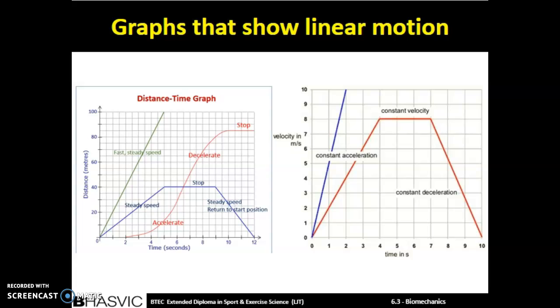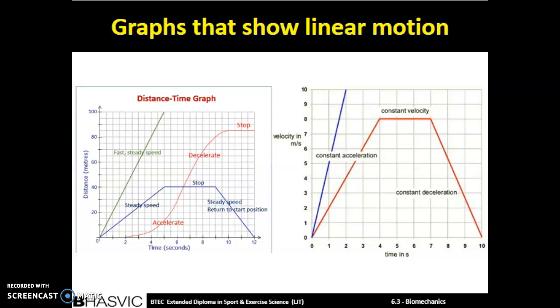An example of a velocity time graph is shown on the right. The blue line represents someone constantly accelerating as the velocity is constantly increasing at the same pace. At the start of the red line, the person is accelerating. However, at 4 seconds, the line goes flat, which is showing that the person's velocity is constant. This is present until 7 seconds, when the line is going down at a constant rate, meaning the person is decelerating.